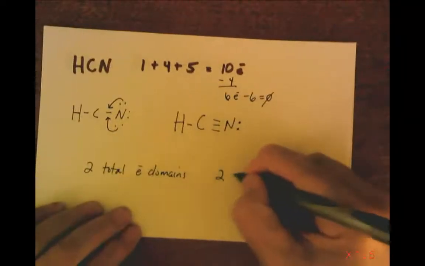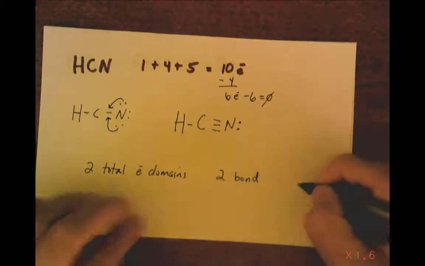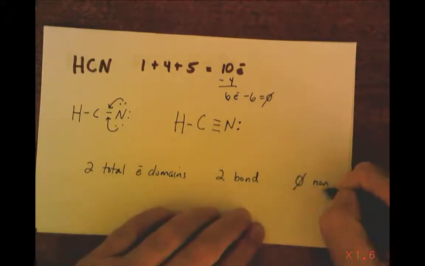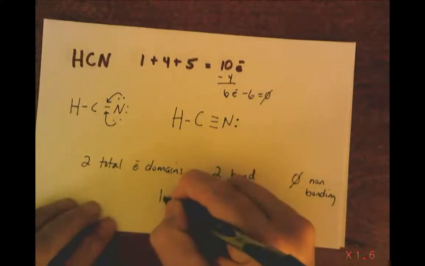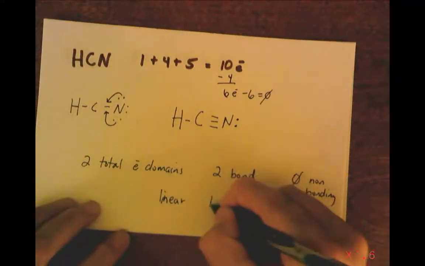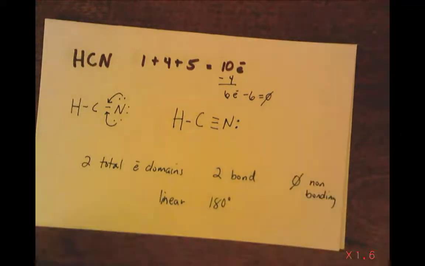Okay, 2 bonding, 0 non-bonding. So what do we have for a shape? Linear, 180 degrees. Okay, here's the next one.